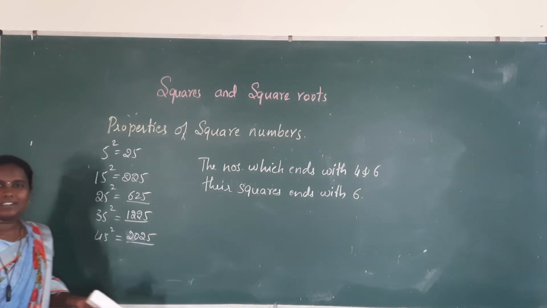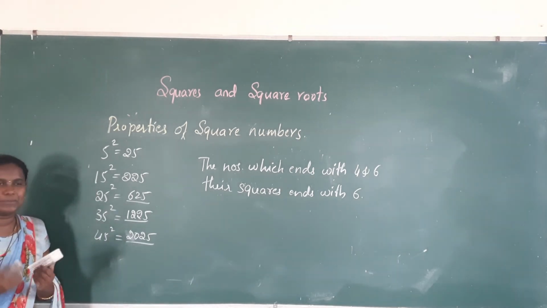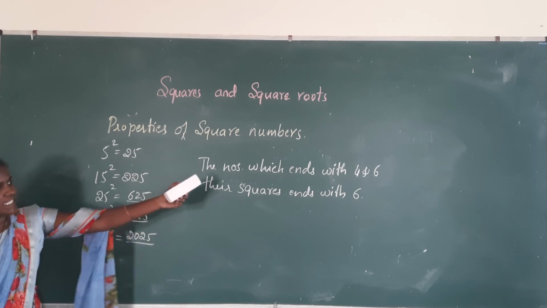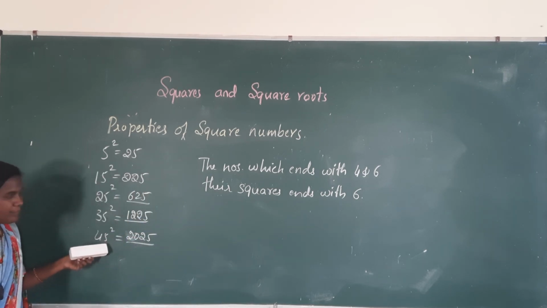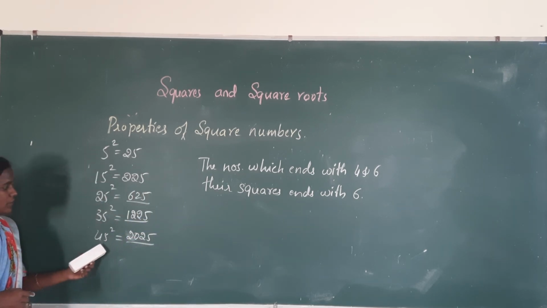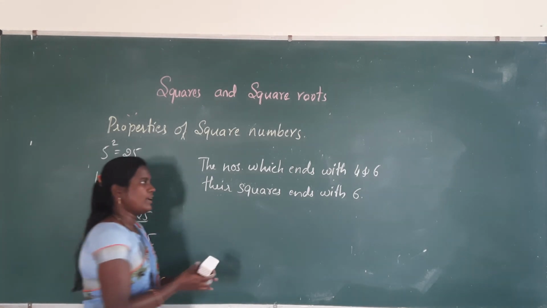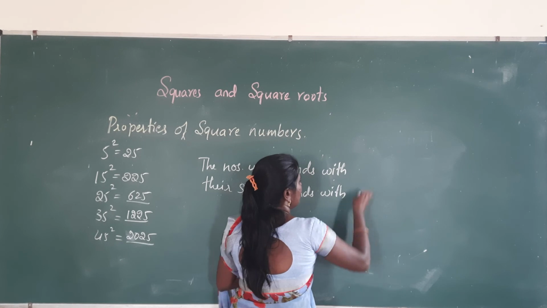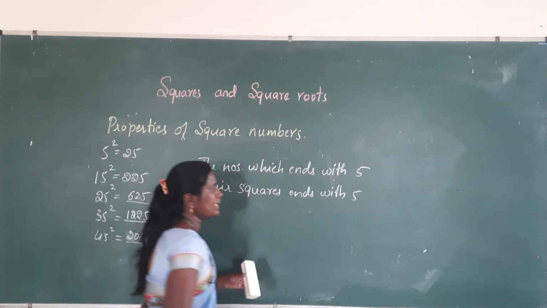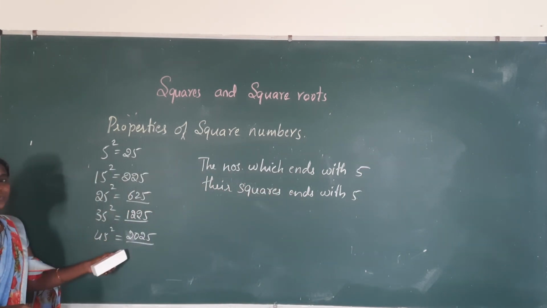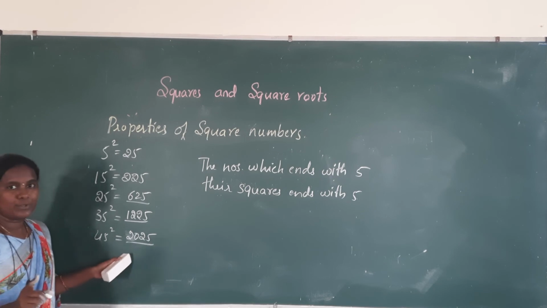How is this possible to write the answer? I will show. The numbers which end with 5, their squares always end with 5 only. Is it clear for you?